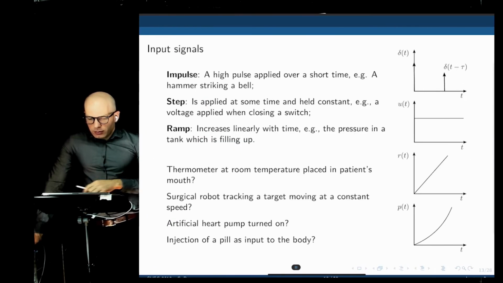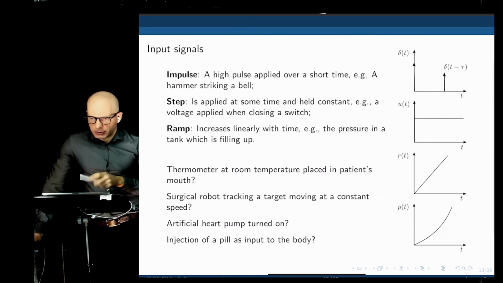Sorry, Professor. What was your example for the step function, like in a real life scenario? Yeah, I'll give you more examples in this slide here.